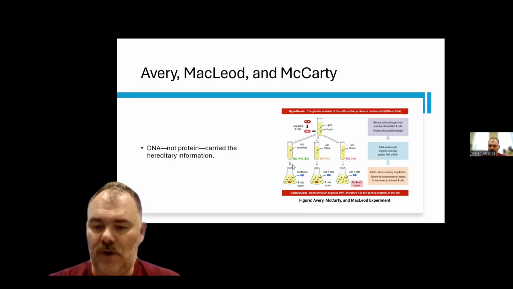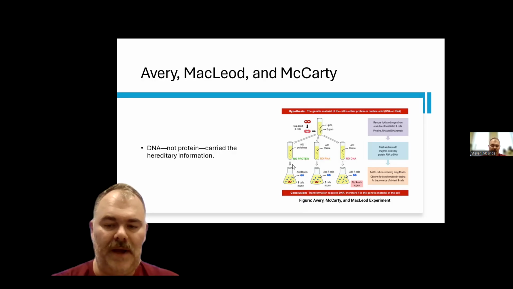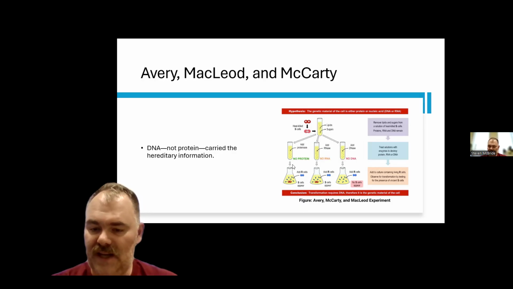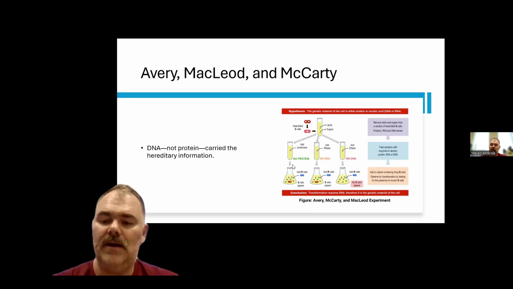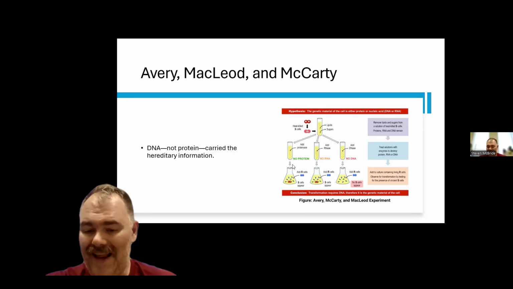And when they destroyed proteins, transformation still happened. When they destroyed RNA, transformation still happened. But when they destroyed DNA, transformation stopped. Now, as you might imagine, this was very exciting to them. This gave strong evidence that DNA and not protein was responsible for heredity.